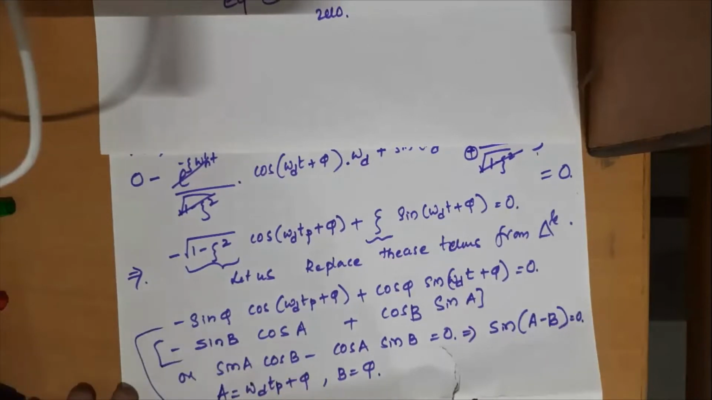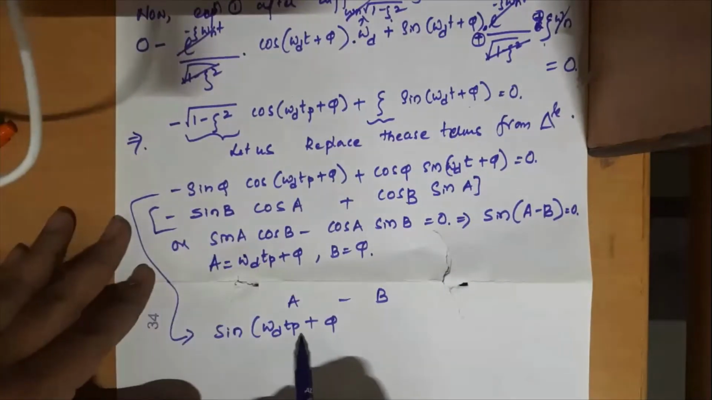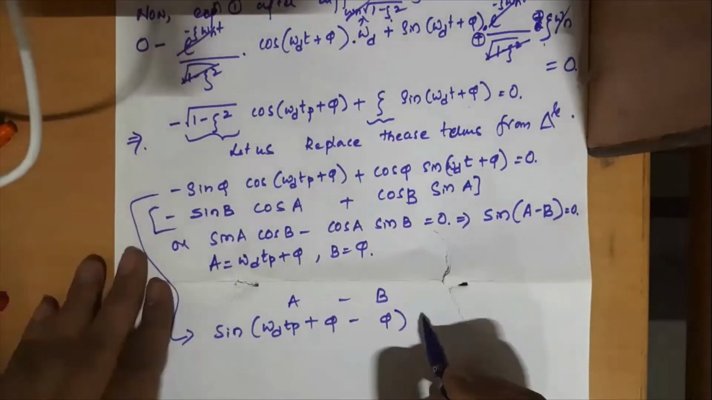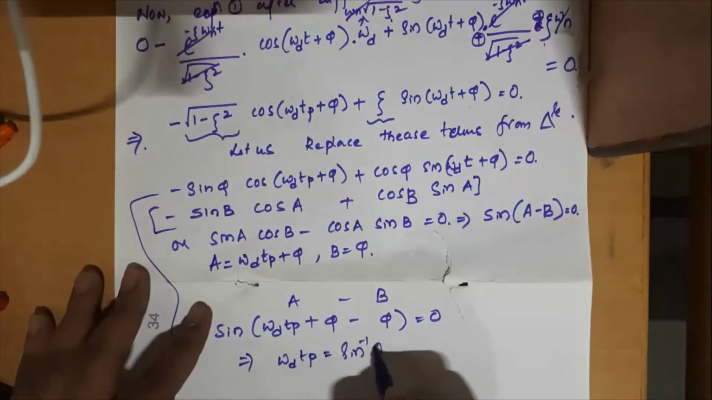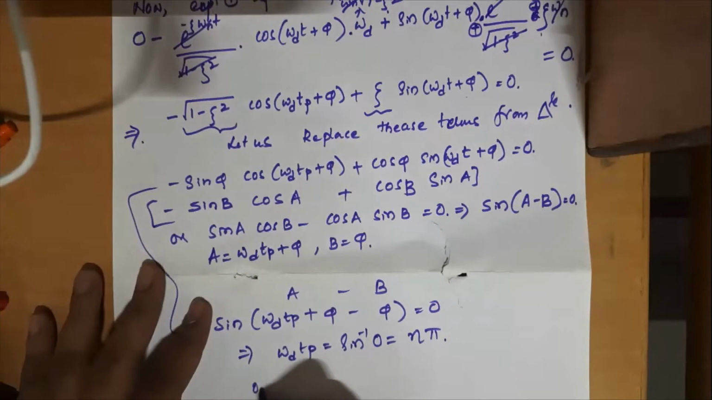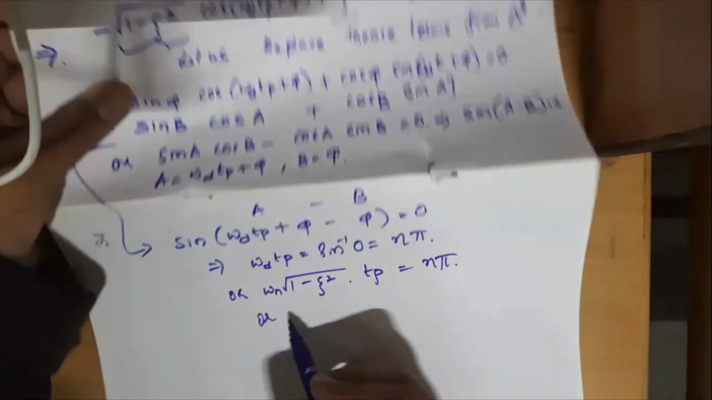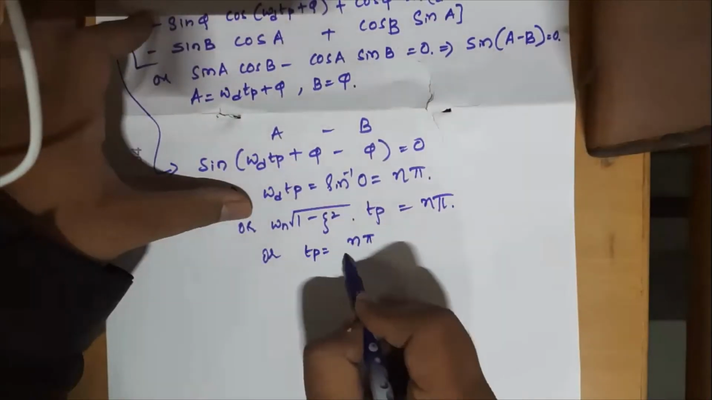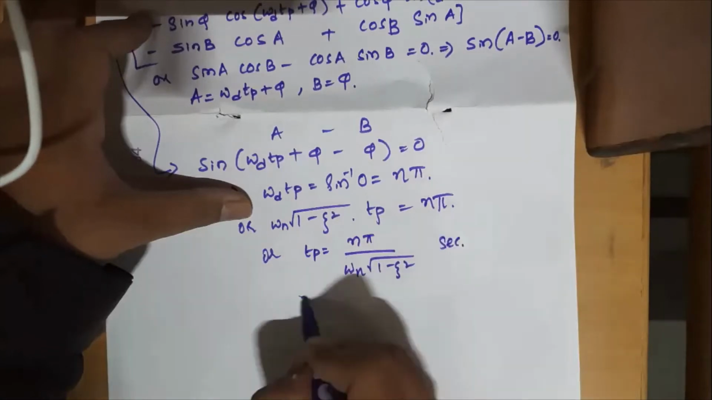This is a simplification of sin(A minus B). So sin(A minus B) will be sin(omega_d Tp plus phi minus phi) equal to 0, or sin(omega_d Tp) equal to sin inverse of 0, which we had already done, equals n pi. So now write omega_d as square root of 1 minus eta square into omega_n, into Tp equal to n pi, or Tp equal to n pi by omega_n square root of 1 minus eta square seconds.